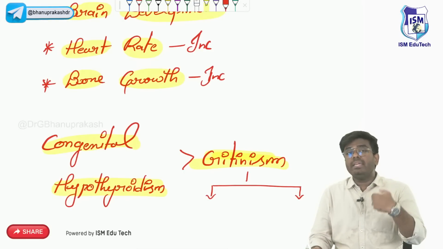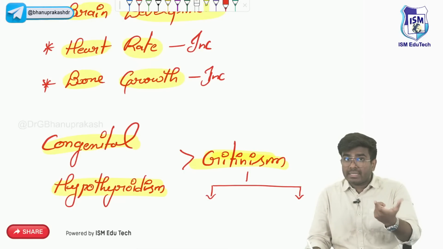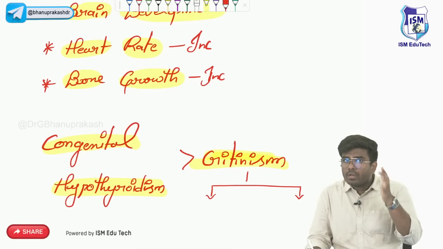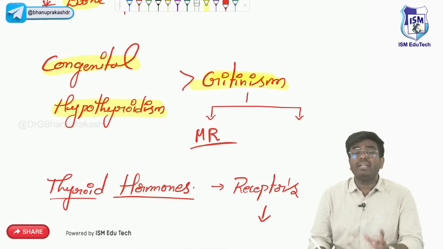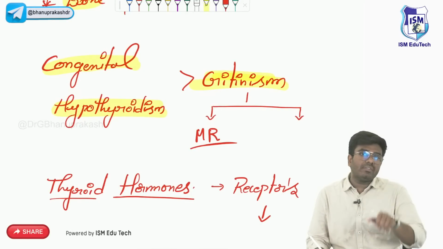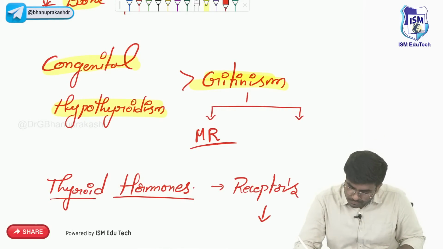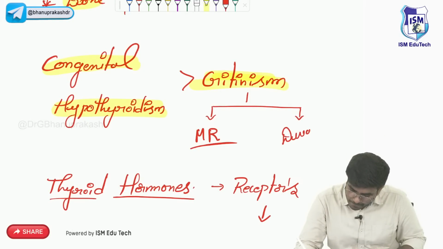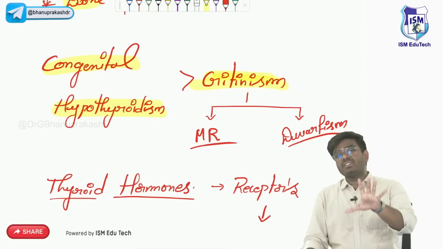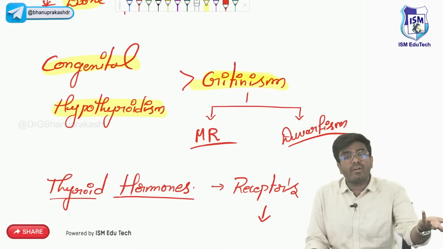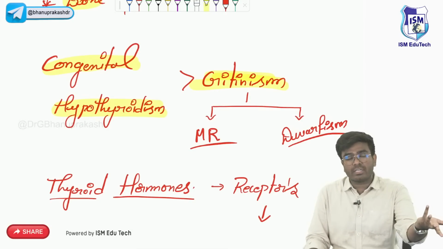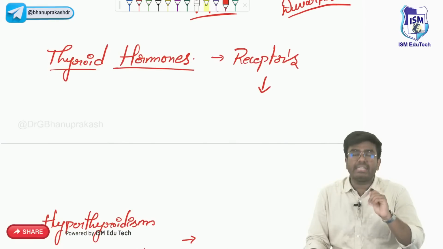Now if you ask me what the clinical features of a cretin are: this baby has no T3 T4, so no brain development. These babies are going to be mentally retarded. And if you look at the growth of this baby, they will have stunted growth, dwarfism. So don't ever think that dwarfism will only be because of growth hormone deficiency. Dwarfism might also be because of cretinism, where T3 T4 hormone levels are very deficient.